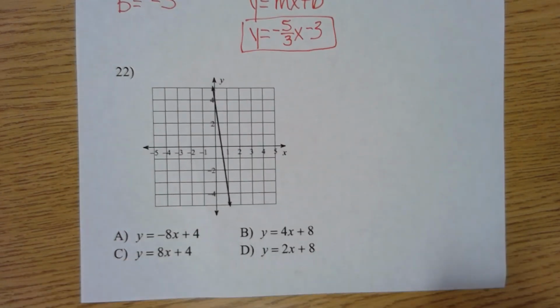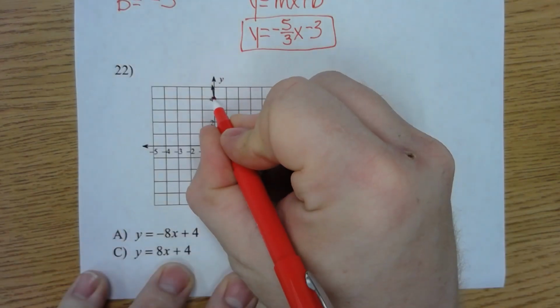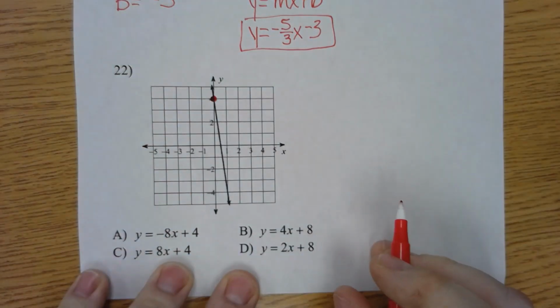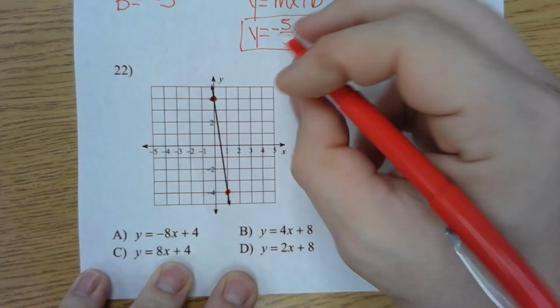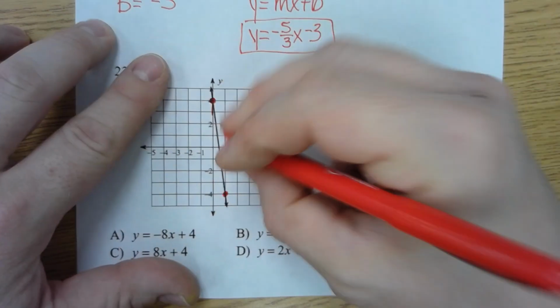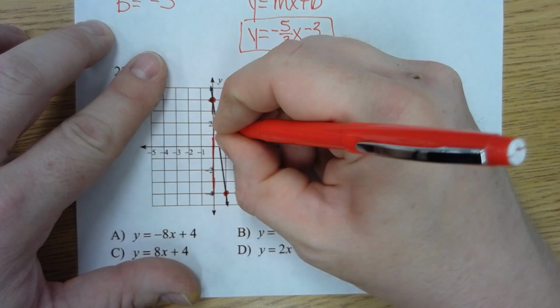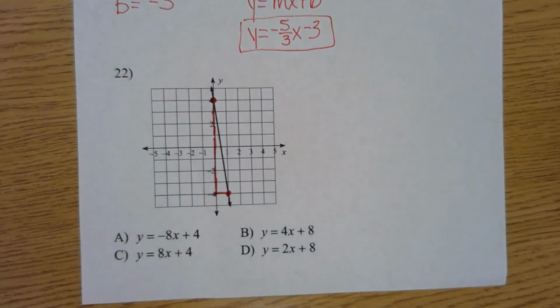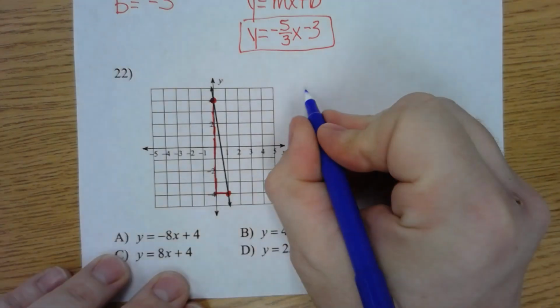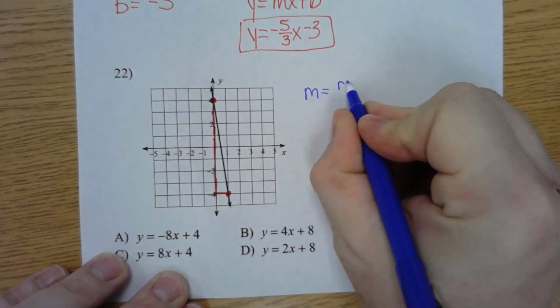Number 22. Same steps again, guys. First, locate our pretty corners. So here's a pretty corner here, and here's another pretty corner here. And what we're going to do is we can connect those points. And then we are going to do rise over run to find m. So first, m equals rise over run.